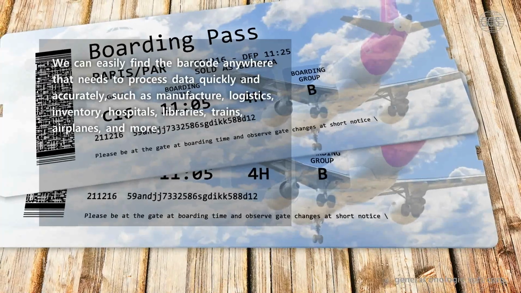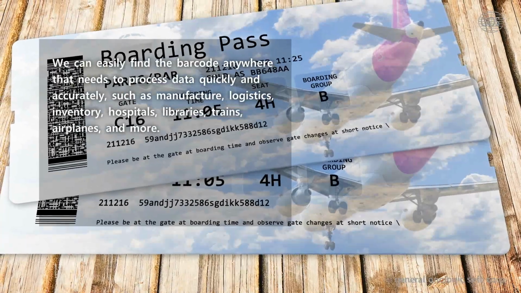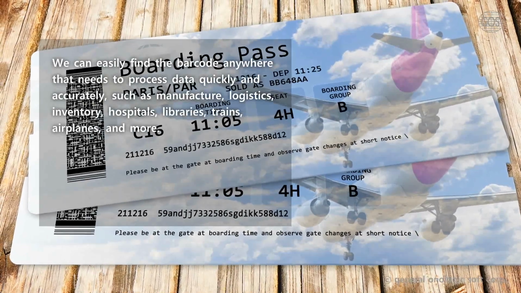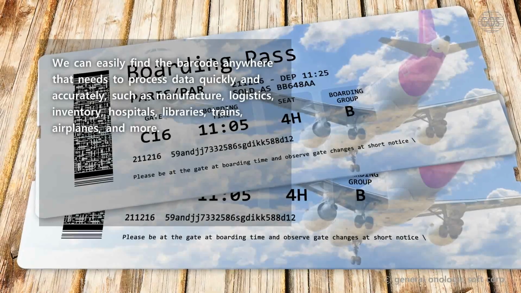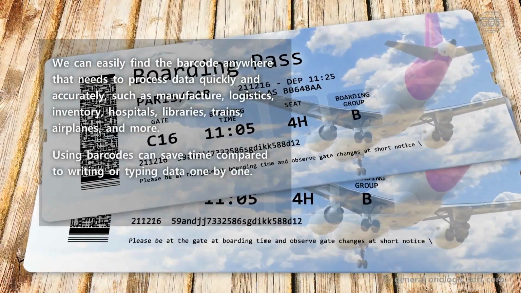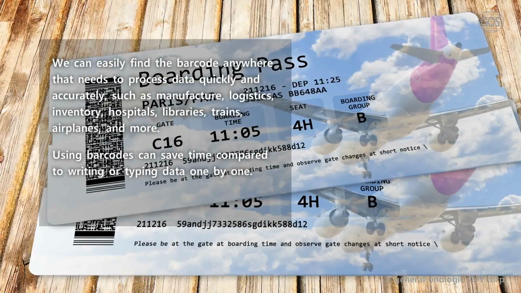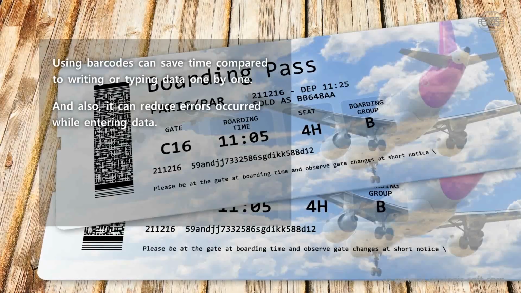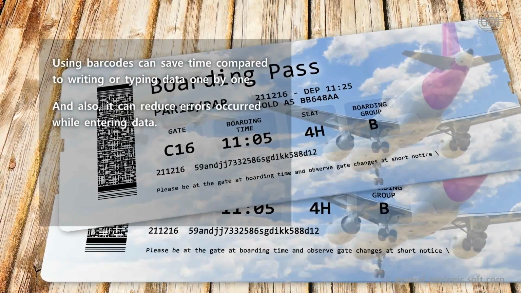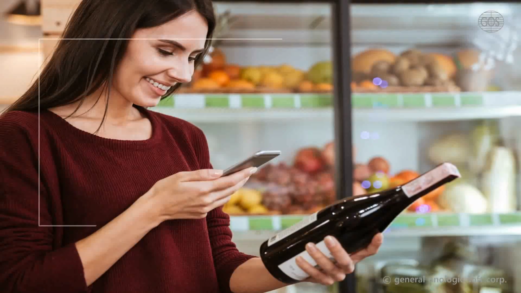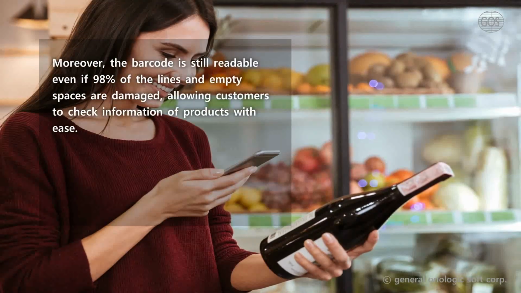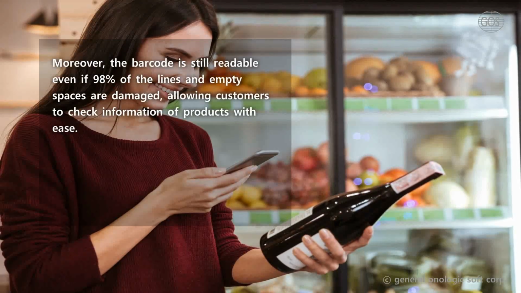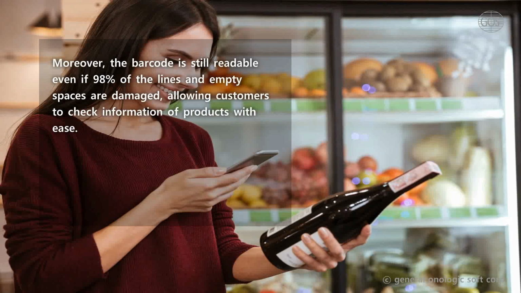We can easily find the barcode anywhere that needs to process data quickly and accurately, such as manufacture, logistics, inventory, hospitals, libraries, trains, airplanes, and more. Using barcodes can save time compared to writing or typing data one by one. And also, it can reduce errors occurred while entering data. Moreover, the barcode is still readable even if 98% of the lines and empty spaces are damaged, allowing customers to check information of products with ease.